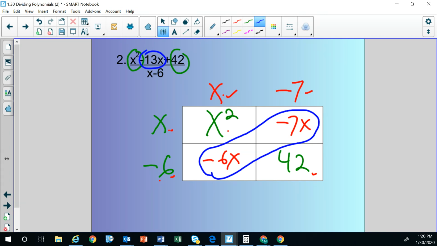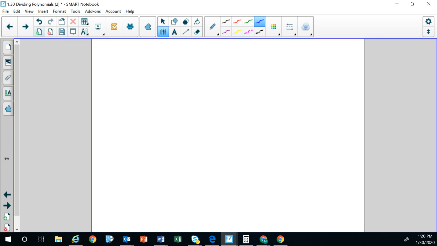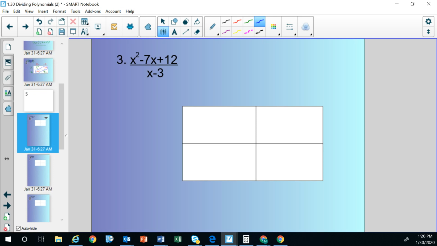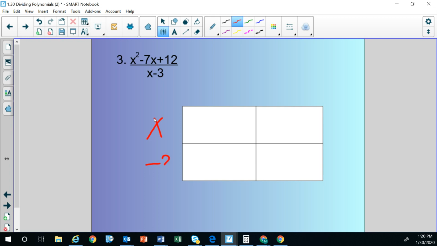Let's try another one. Let's see. Oops, sorry about that. Come on. Let's try this one. Right. Again, we're going to put the divisor on the left side, right? So my x goes here, and the negative 3 is there. Now remember, my first box is going to be the first term in the polynomial, which is x squared. So my x squared goes there. And the last box, the box on the right, is going to be my last term, which is the 12. So my 12 goes there.